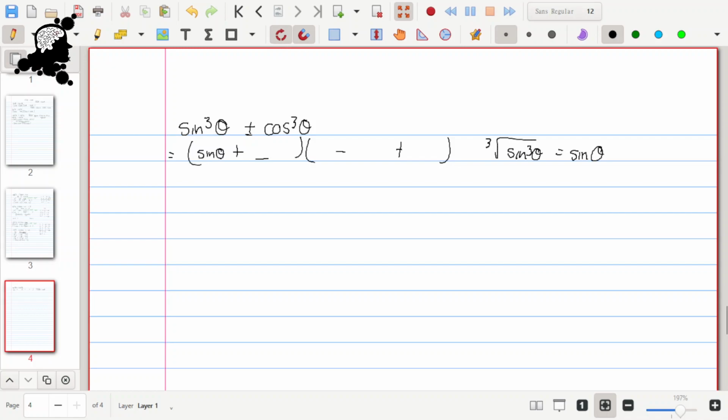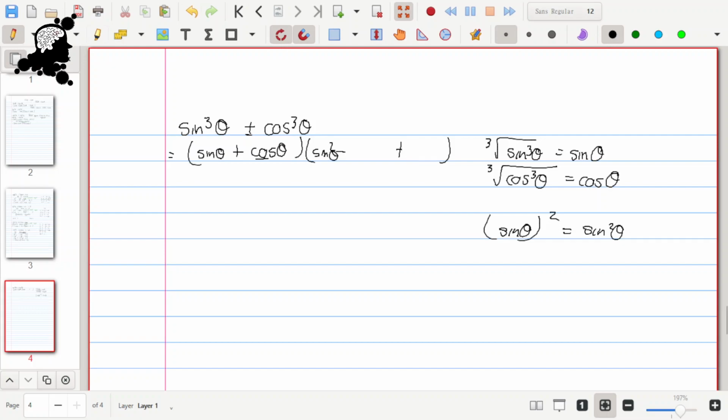To get the next term in the small bracket, we need to find the cube root of cos cubed theta. This is just going to give me cos of theta. So let me write here cos of theta. Now to get the first term in the second bracket, I have to square the first term in the first bracket. So I have to say sine of theta squared. This is going to give me sine squared theta. I've got sine squared theta here.